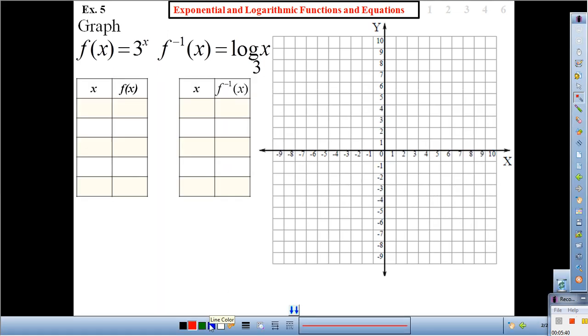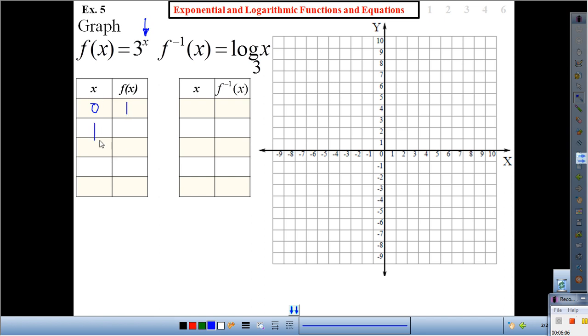You can pause the video so you can have more time. All right, let me get started. So I'm going to do the original one in blue. I'm going to start with the value of 0. If we substitute that here for x, that means it's 3 to the 0 power. What is 3 to the 0 power? Any number to the 0 power is 1.